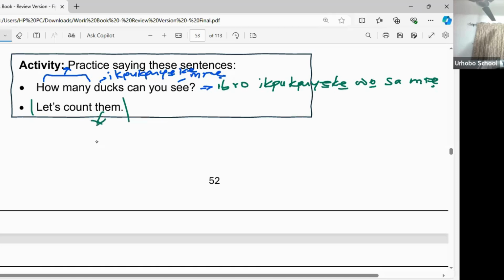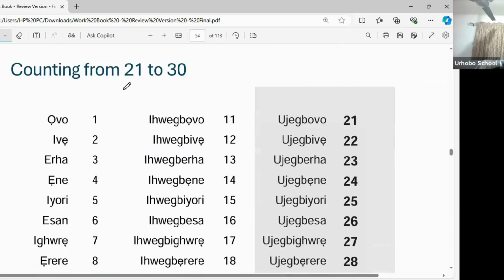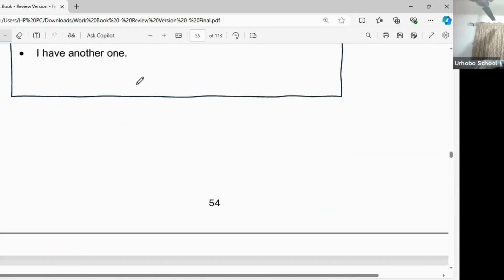Them is a third person plural, isn't it? One person plural, I would say I am. Okay? So let's count them. Remember that. So every class is important. Okay. So let's see another exercise.